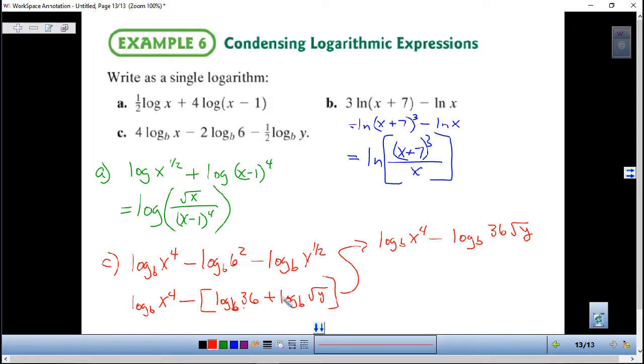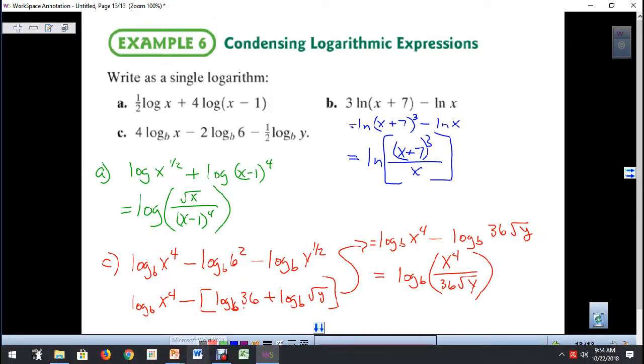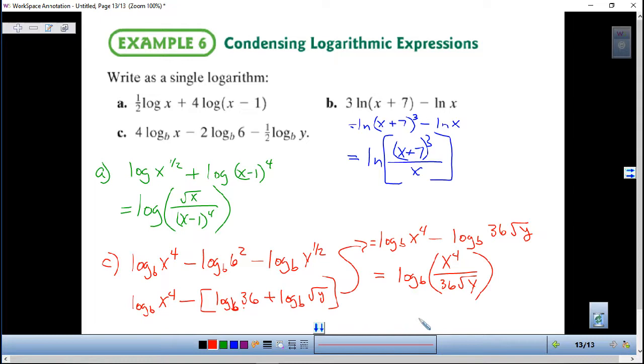So once I put those two together as the product, now I can do my quotient rule reversal. And that's going to be log base b of x to the 4th on top over 36 times the square root of y on the bottom. All right, so that's how you do these. Just basic properties to use, nothing big. And we'll get to work on those in class.